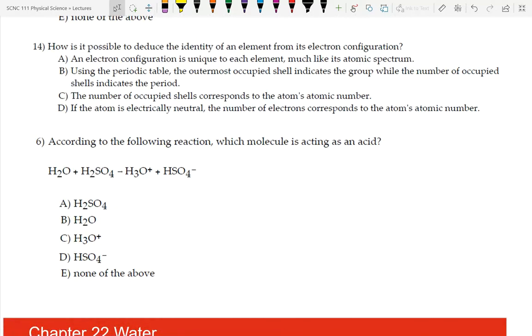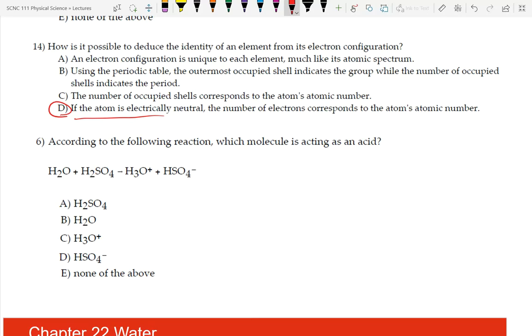Now, number 14 is probably the poorest worded of all of these questions. How is it possible to deduce the identity of an element from its electron configuration? I will go to the correct answer and then look at the other ones. The correct answer is, if the atom is electrically neutral, then it has the same number of electrons as it has protons in the nucleus. And if you know how many protons you have, then you know what the atom is exactly. Well, you know what element it is exactly. Right? You don't know what isotope it is, actually.